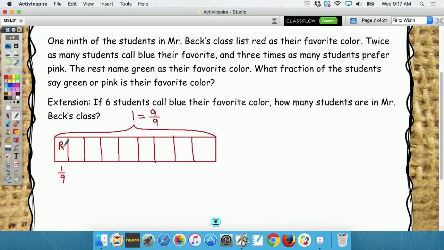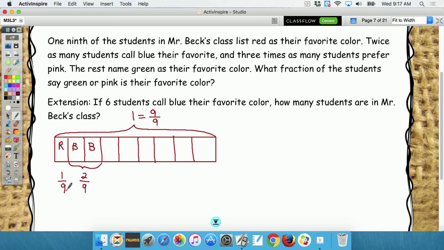Twice as many students call blue their favorite. 2/9. So I'm going to put 2 blues, and this time I'm going to make a bracket, and I'm going to write 2/9. Better move that one down. There we go. Okay, let me read the next one.